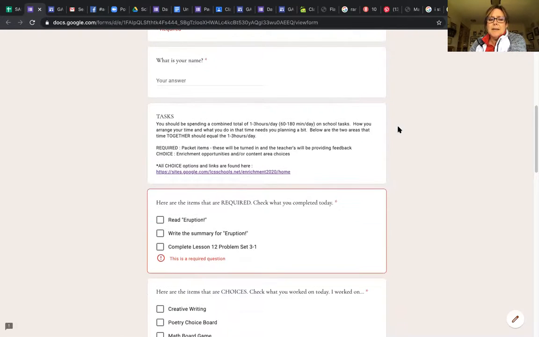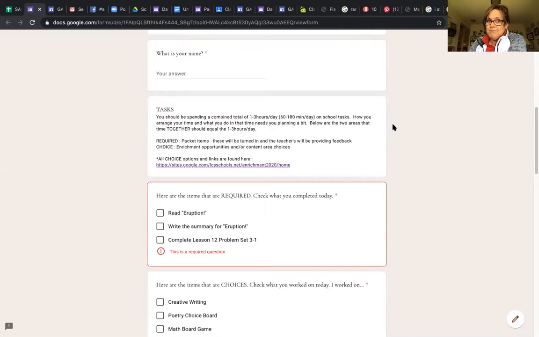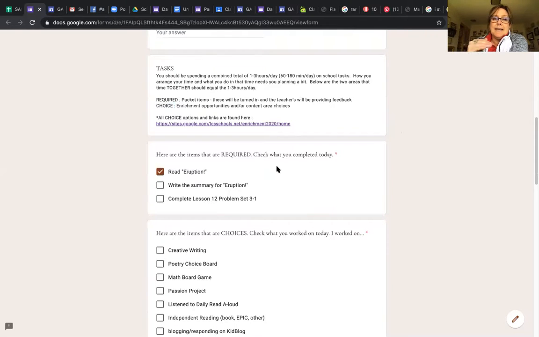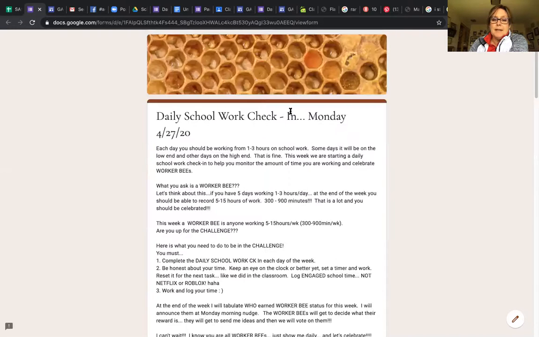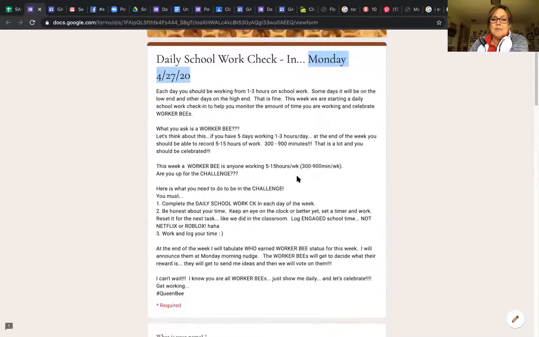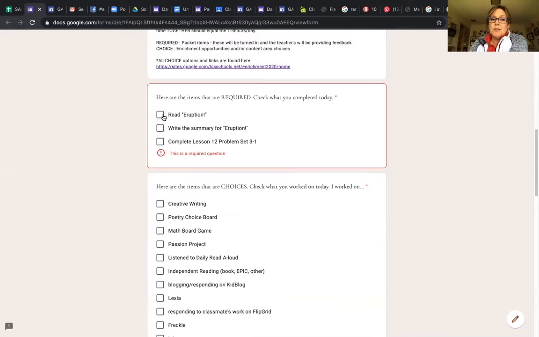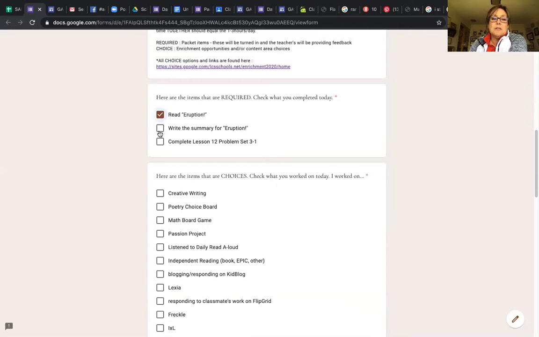So, back to their daily check-in. They're going to write their name. This shows that there's required packet work, the non-negotiable, and then there is the choice. So I'm going to break it down by day. So for Monday, 4/27, today what is required is this: reading the article Eruption, writing a summary, and completing the math. That's what's required for today.